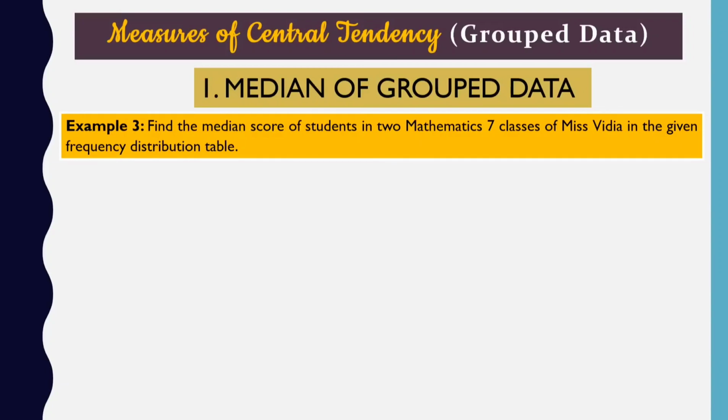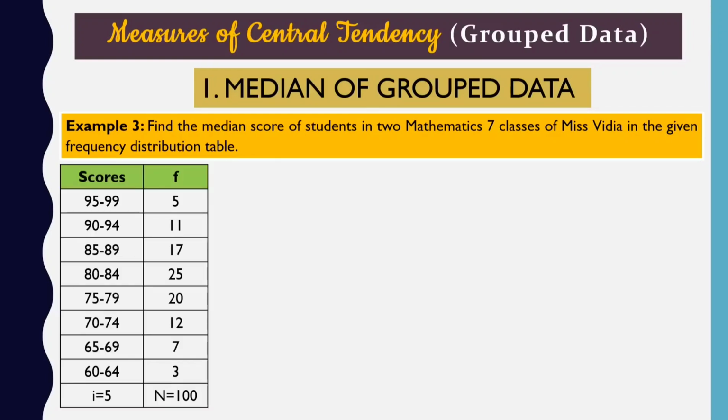Example 3. Find the median score of students in 2 Mathematics 7 classes of Miss Vidya in the given frequency distribution table. We have here how many intervals? 1, 2, 3, 4, 5, 6, 7, 8 intervals. We already have the value of i, which is 5, and then the value of n, which is 100. So the total of all the frequencies is 100.